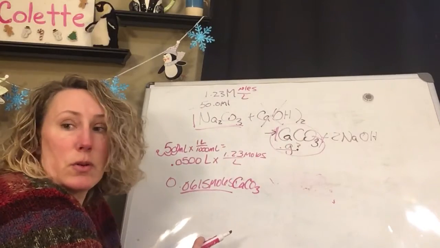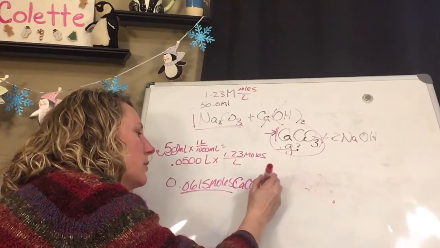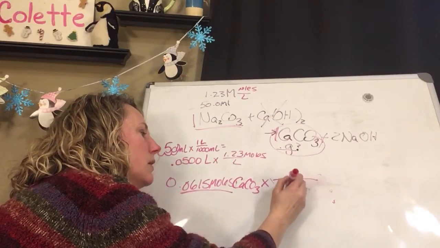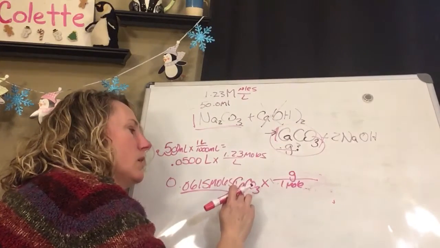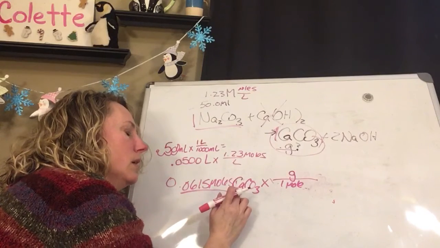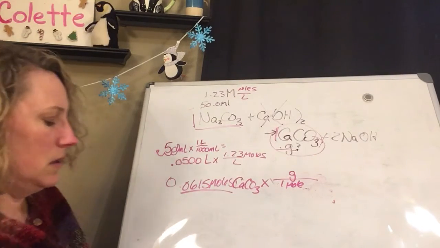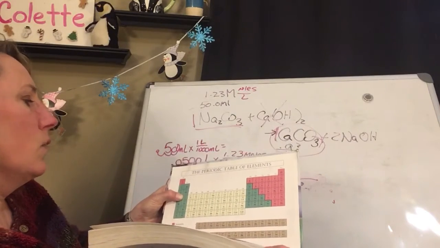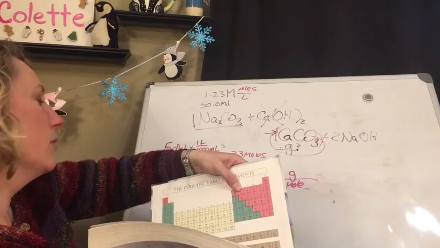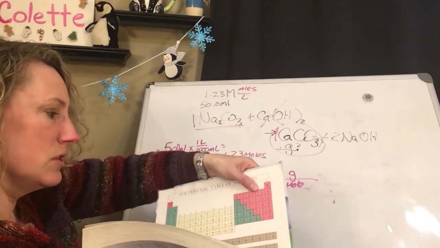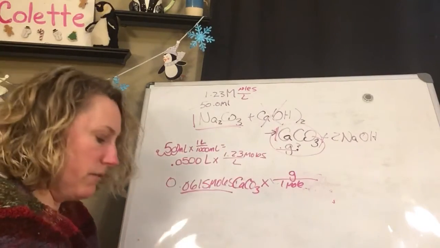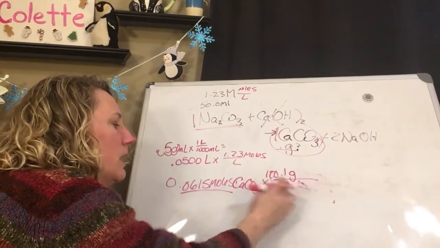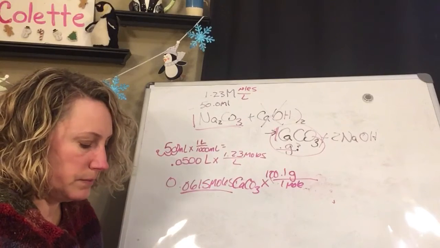So then I'm going to have to go to the periodic table. I'm going to have to remember how to calculate how many grams are in 1 mole of CaCO3. So I take 1 times my calcium, which is going to be 40.1, 1 times carbon, which is 12.0, and 3 times oxygen, which is 16. And it can figure out that there's 100.1 grams in every mole of calcium carbonate.